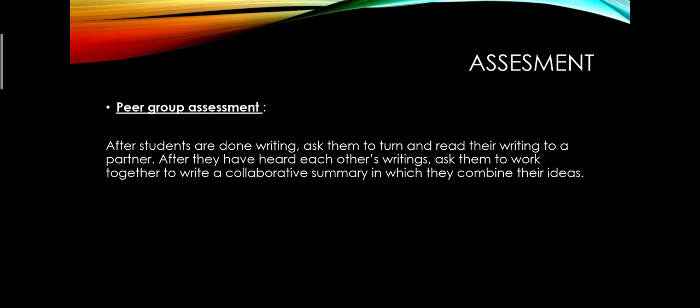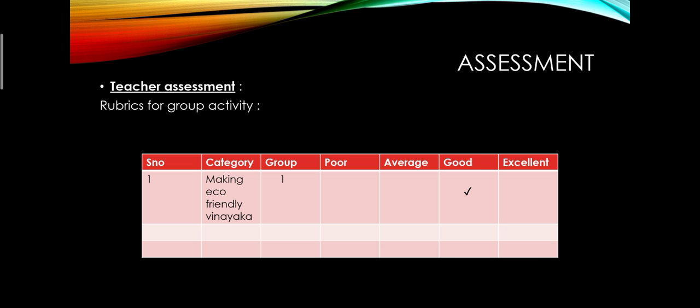Then peer group assessment. After students are done writing, ask them to turn and read their writing to a partner. After they have heard each other's writings, ask them to work together to write a collaborative summary in which they combine their ideas. Next, teacher assessment.